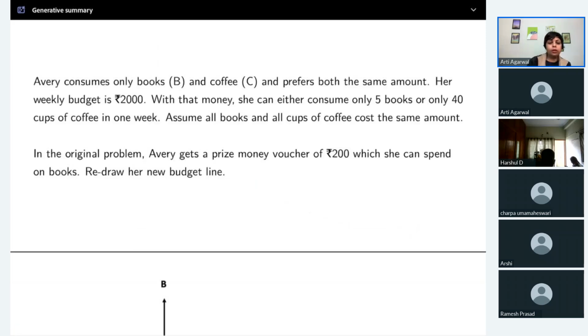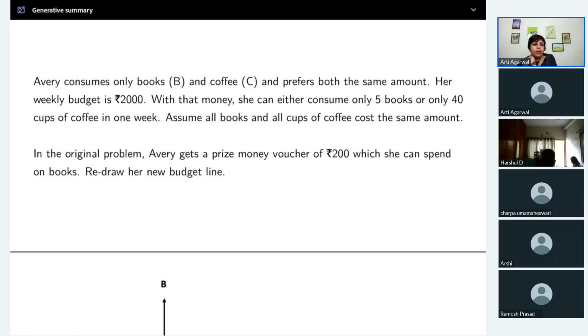Okay, so we have another condition here now. In the original problem, she now gets a prize money voucher. This is not a donation or something. It's not a scholarship or something like that. It's a voucher, which she can, say, use at a bookshop or something like that.